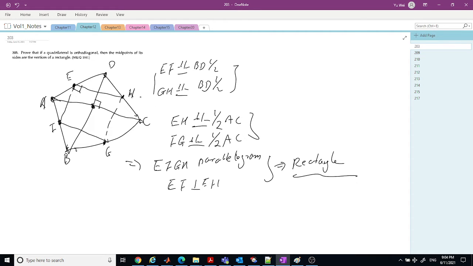This is a very important result. What I want to say is that for any quadrilateral, if you take the midpoints of the four sides, it will be a parallelogram.